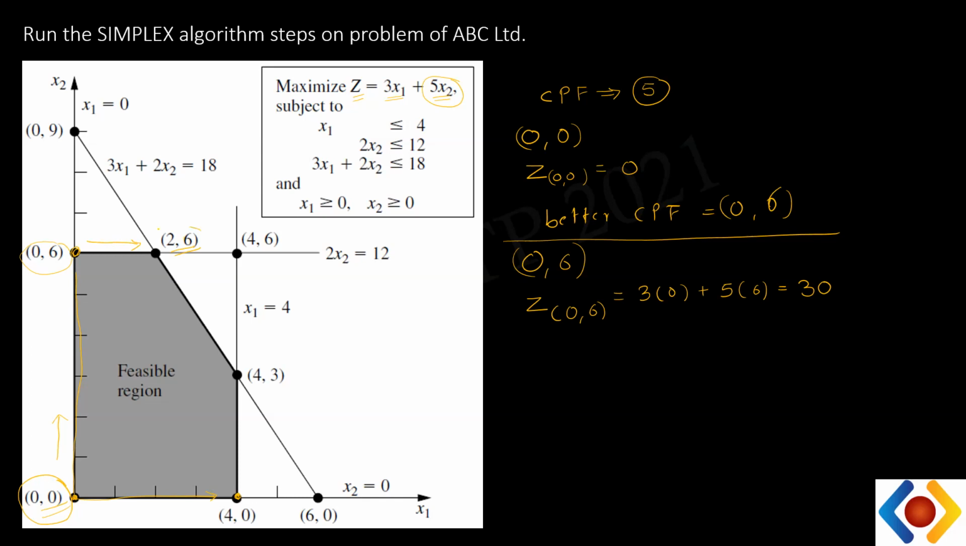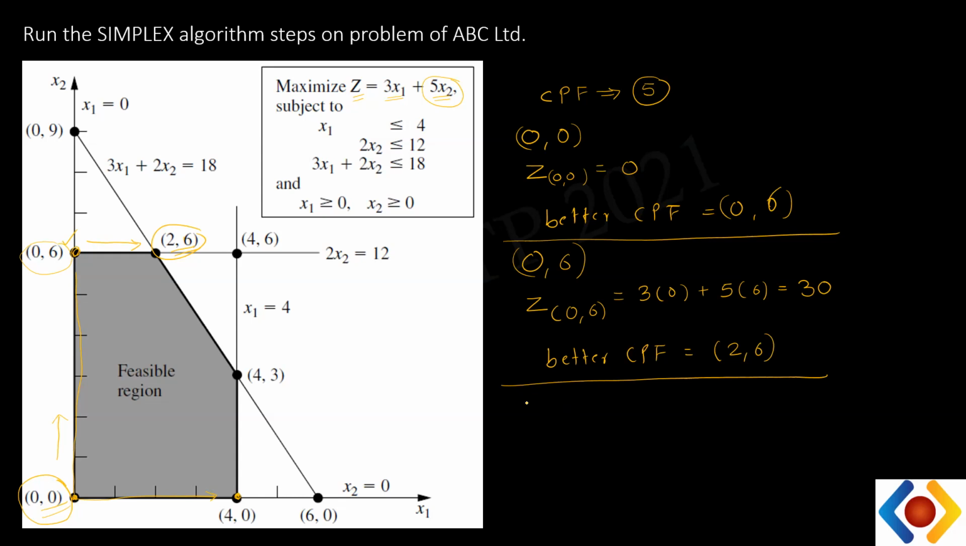And is this solution better than this? The answer is yes. Why? Because the X2 value is still the same, but we are adding some X1 into that. And if I am adding some X1, the profit will go up, correct? So which is a better CPF? The better CPF is 2.6, right? Okay, very good. So now the next iteration.